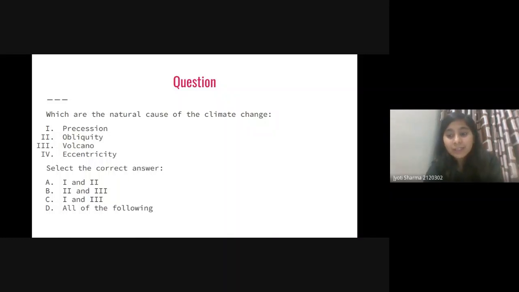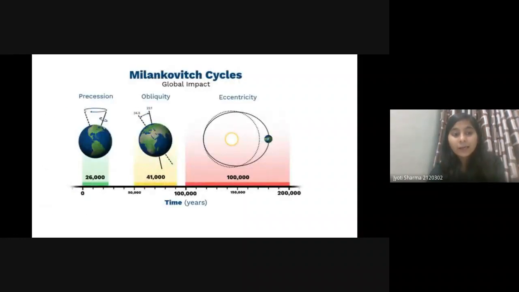Then we have three terminologies as well: precession, obliquity, and eccentricity. These three things can also give you climate change. So the answer will be D, all of the above. These are the three processes. Precession is whenever there is a change in the direction of your Earth's axis. That can take a very long time, about 26,000 years to rotate, to just move the direction of your Earth.